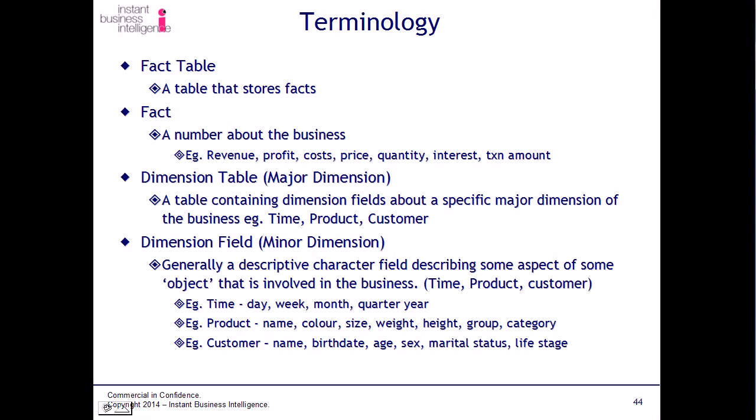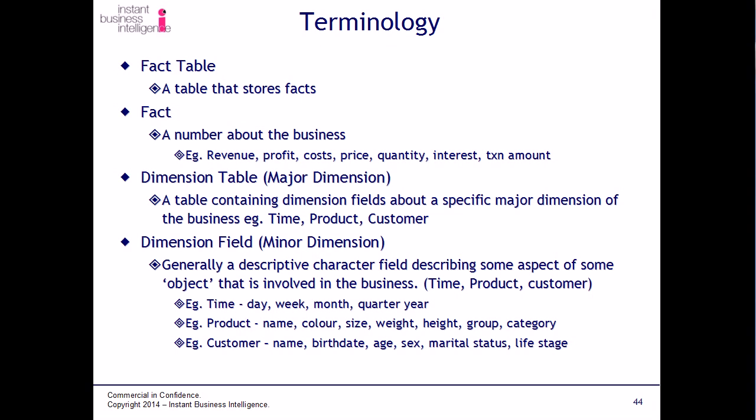So a fact table. Everybody in this audience should understand that a fact table stores facts, which is numbers about a business, such as revenue, profit, cost, price, quantity, etc. And we have what we call major dimensions and minor dimensions. So a dimension table we would refer to as a major dimension. So a table containing dimension fields about a specific major dimension of the business, e.g. time, product, customer, we would refer to as a major dimension in our nomenclature.